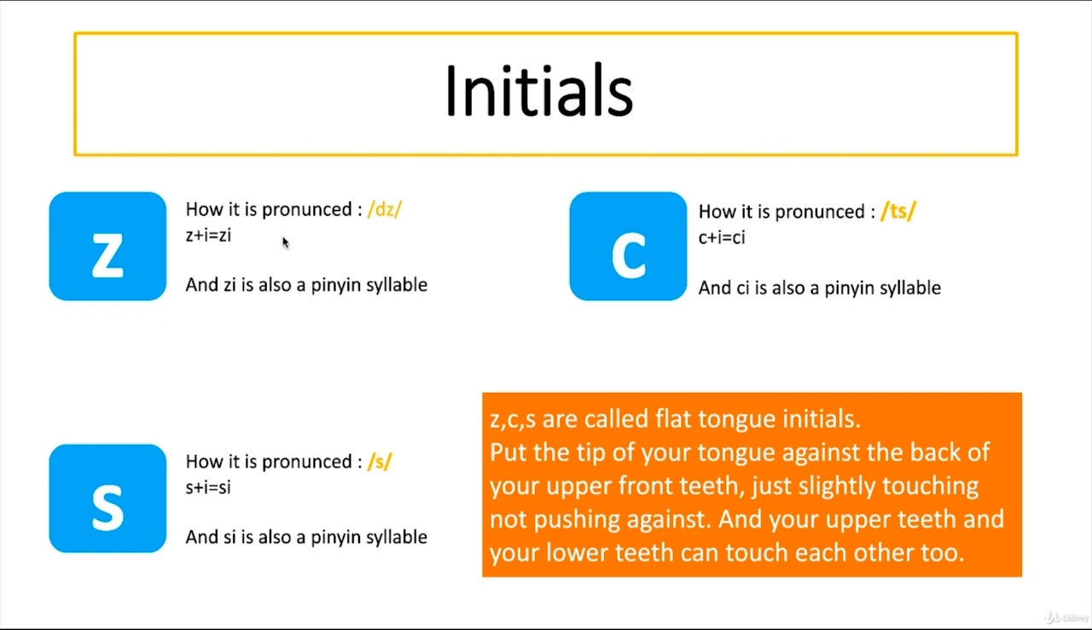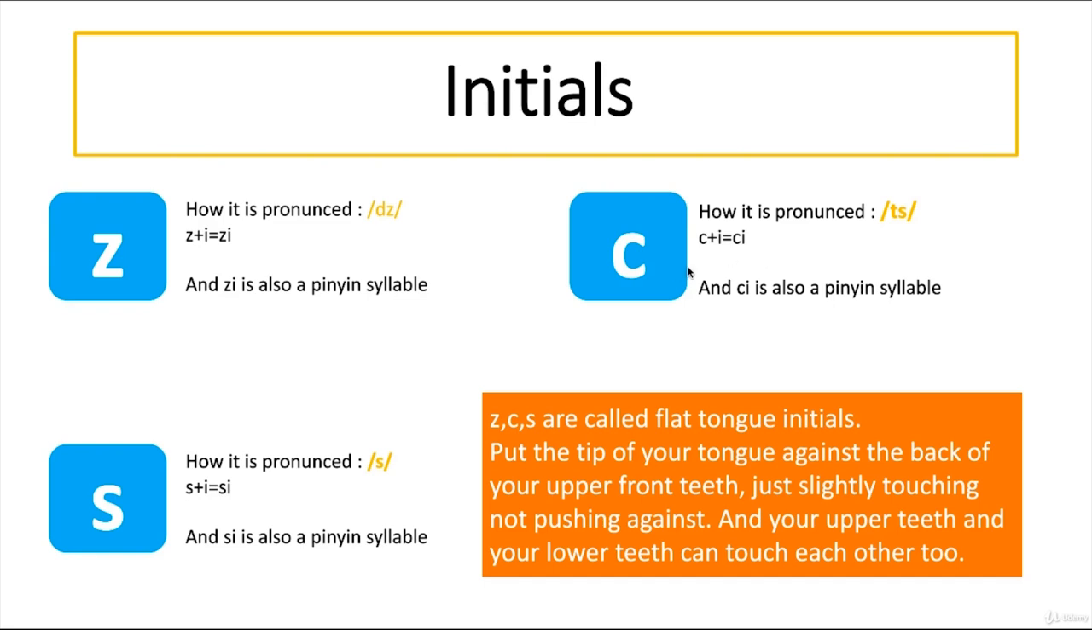Z is similar to the z in goose. Z, z, z. But remember to pronounce it a little bit longer than the English pronunciation z. Okay? C is similar to the English pronunciation ts. But remember to vibrate your vocal cords and pronounce it a little bit longer.